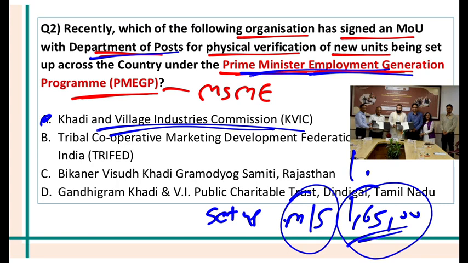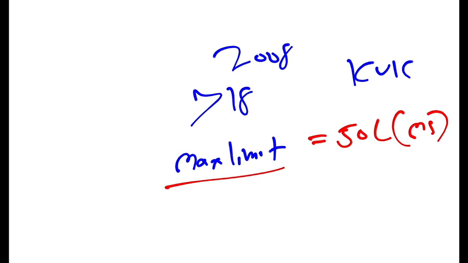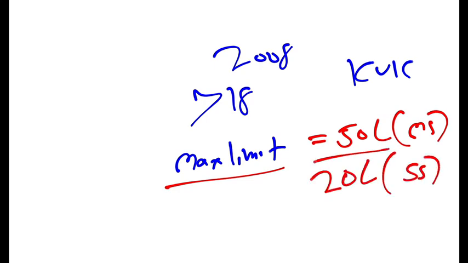Now, the Prime Minister's Employment Generation Program was launched in 2008 by the Ministry of MSME. You have to be above 18 years of age. The implementing agency is the KVIC and you can set up an industry. Now, what is the maximum limit if you want the subsidy by the government? The maximum limit is 50 lakh for a manufacturing sector industry and 20 lakh for a service sector industry.